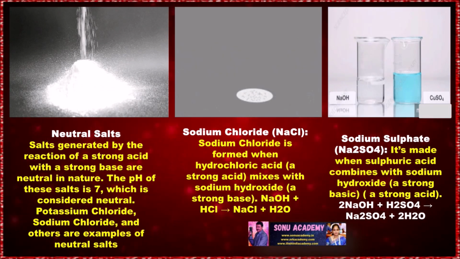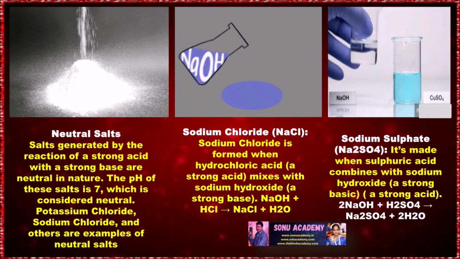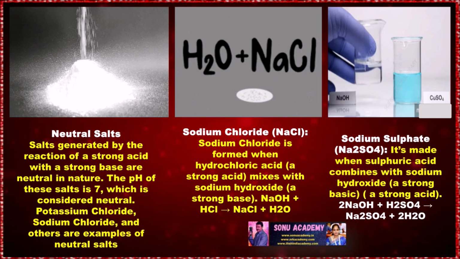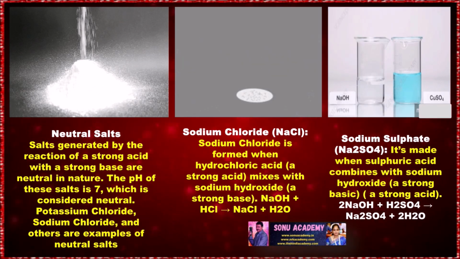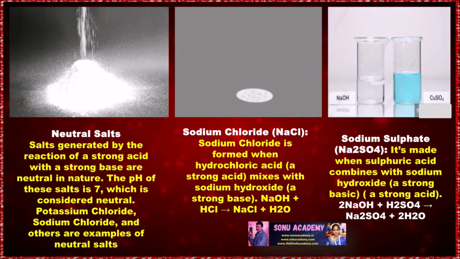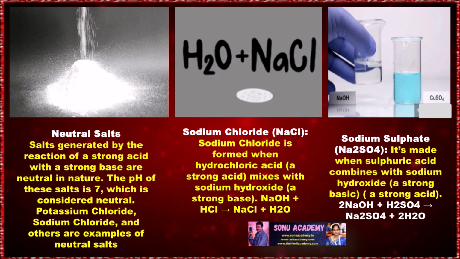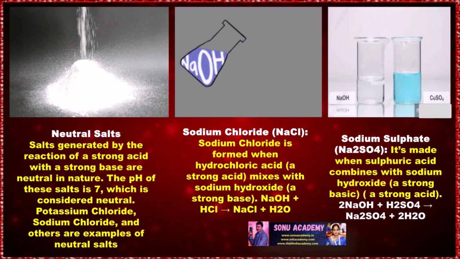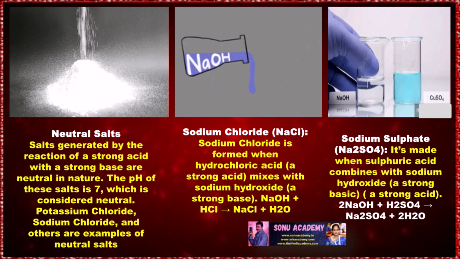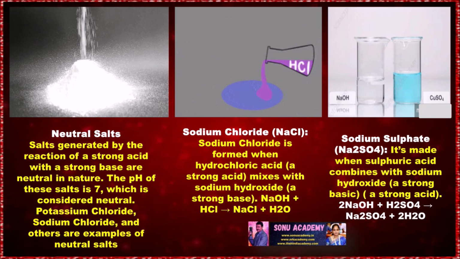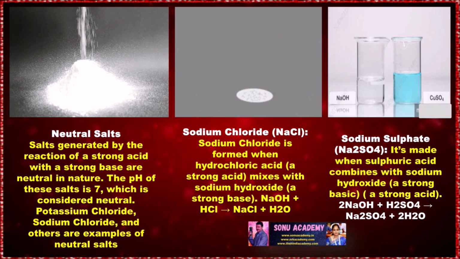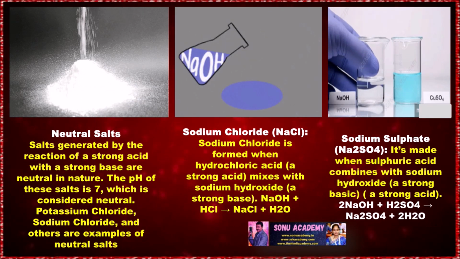Children, now let us discuss neutral salts. Salts generated by the reaction of a strong acid with a strong base are neutral in nature. The pH of this salt is 7, which is considered neutral. Potassium chloride, sodium chloride, and others are examples of neutral salts. Children, let us discuss sodium chloride. Sodium chloride is formed when hydrochloric acid mixes with sodium hydroxide. And sodium sulfate is made when sulfuric acid, a strong acid, combines with sodium hydroxide, a strong base.